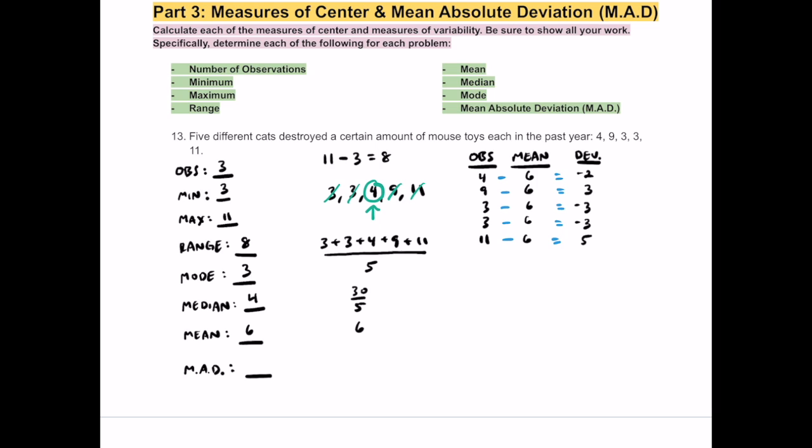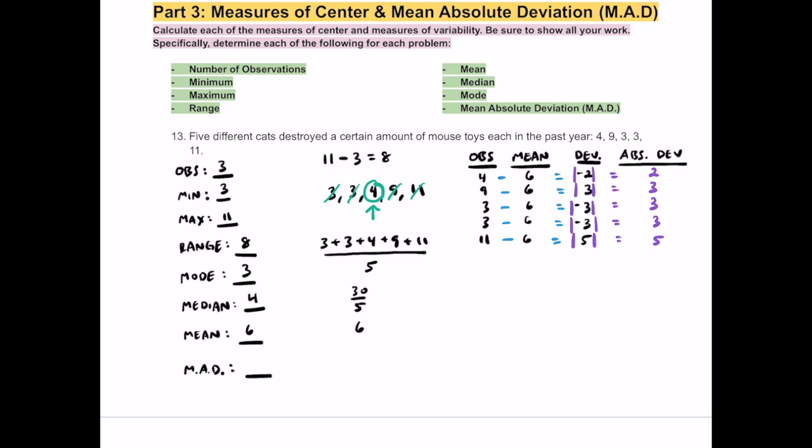Okay, and let's go ahead and do the absolute deviation. For the absolute deviation, we just take the absolute value of each of these deviations. So the absolute value of -2 is 2. The absolute value of 3 is going to be 3. The absolute value of -3 is still 3. The absolute value of -3, we just did, is 3. And finally, the absolute value of 5 is equal to 5. Okay, so these are all the absolute deviations, the absolute distances from each of the points to the average.